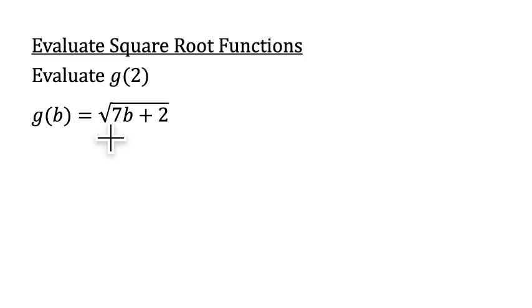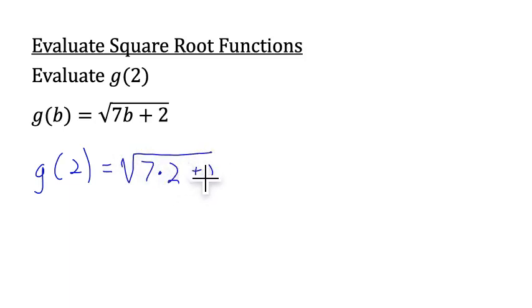Now here we have a function with a square root in it, and we're going to evaluate that function when the input is 2. So the name of the function is g, and we're going to plug in 2 everywhere we see the letter b in the right-hand side. And the only math we're going to do is over here on the right-hand side. So g of 2 equals the square root of 7 times the input plus 2.